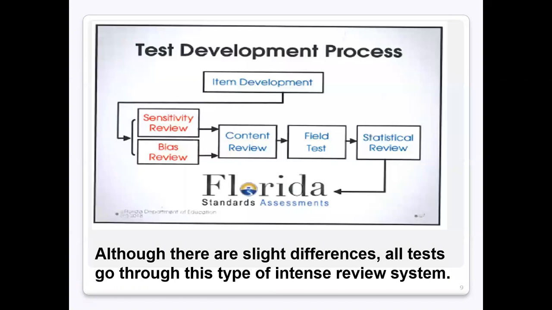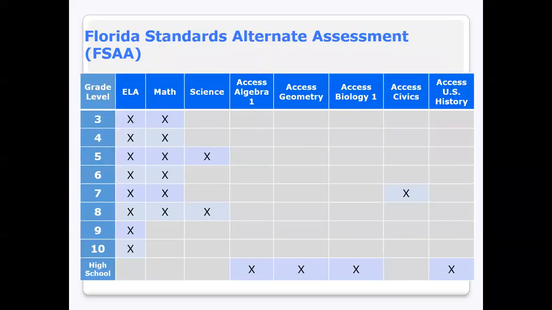Just a reminder. Oh, and from Kay, we've got a reminder. Yes, there must be a significant cognitive impairment for students to be taking the alternate assessment. If vision is your primary disability, they should not be on the FSAA, the Florida Standards Alternate Assessment.